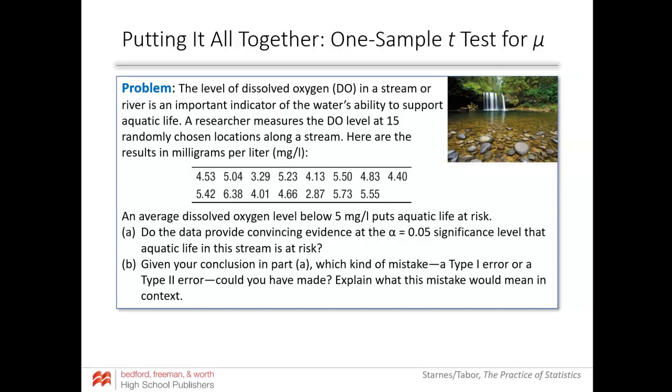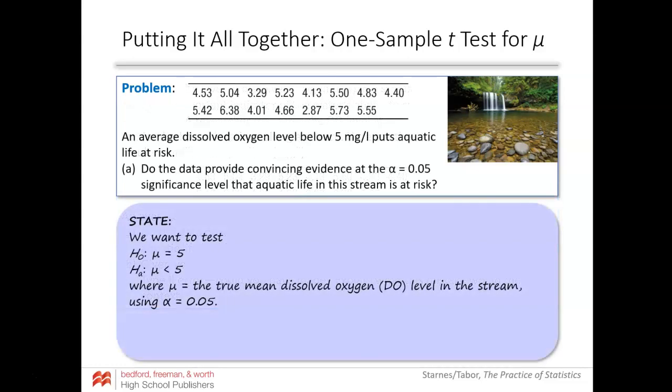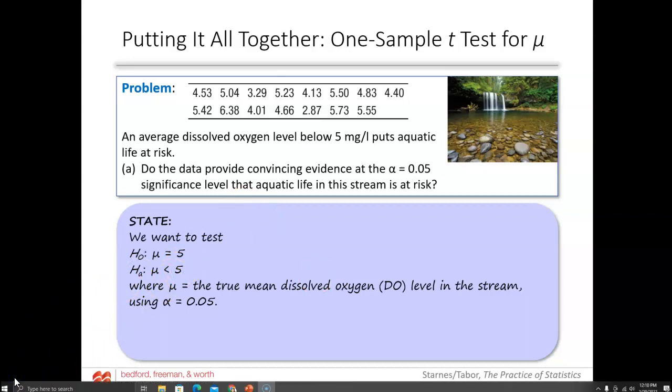So still the 4-step process, and we're going to start with state. So we are going to test the null hypothesis that the DO level is 5 milligrams per liter, and the alternative hypothesis is that it is less than 5. And now we need to state what our parameter mu stands for. That is the true mean dissolved oxygen level in the stream, in milligrams per liter, using significance level of 0.05.